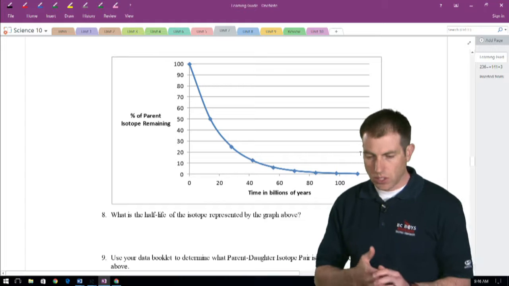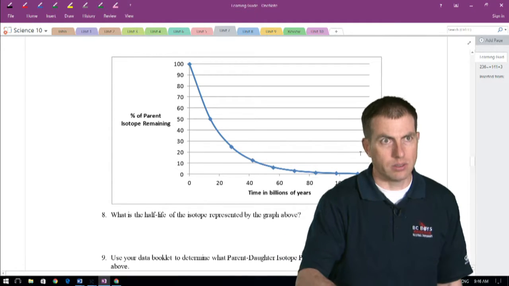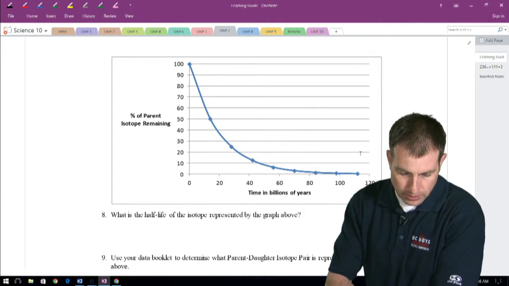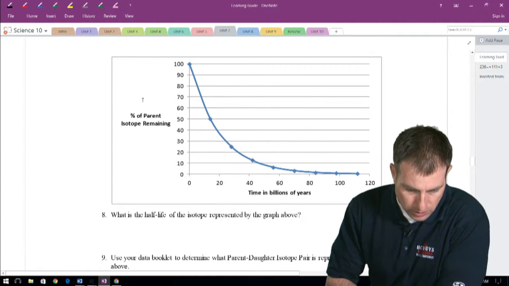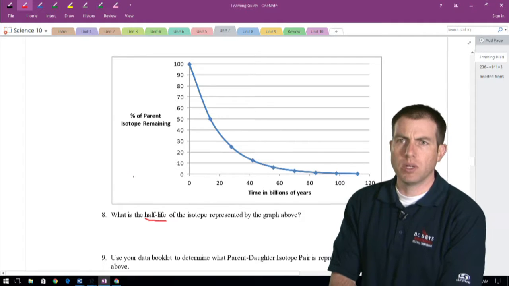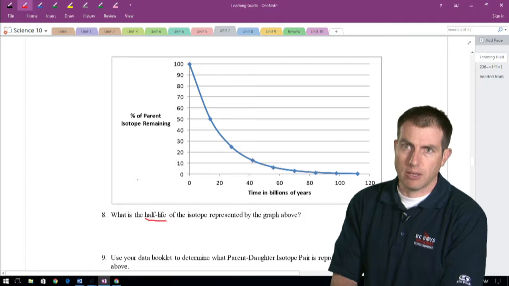All right, Costin, so this is the graph we're looking at here. Let's see if my pen's decided to work. It's a negative on the pen. Up the difficulty level just a little bit. That's okay. We'll use the mouse. So what I want to do here, Costin, is what is the half-life of the isotope represented by the graph above? So when we talk about half-life, we're talking about the amount of time half of your sample is going to take to decay.